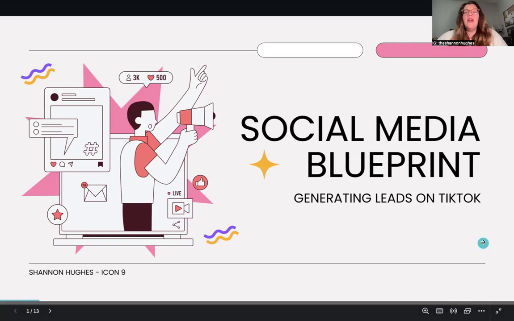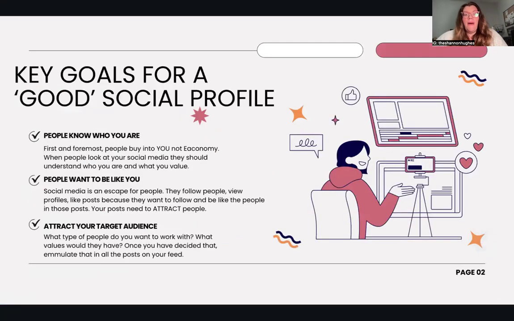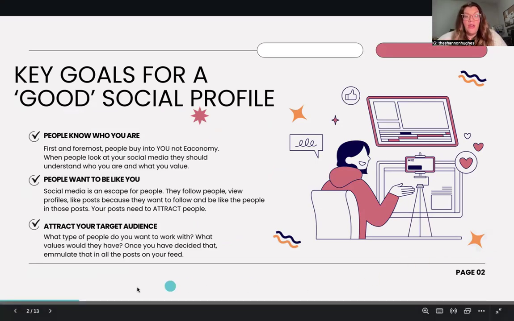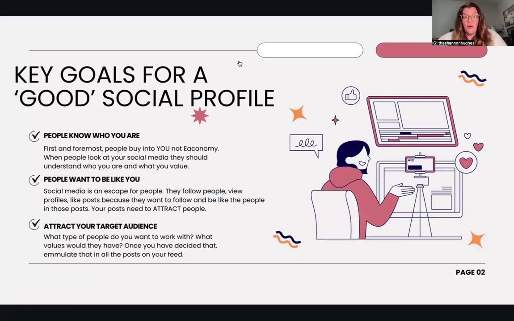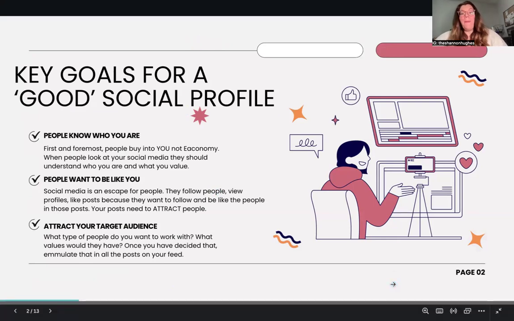Okay, so I'm just going to talk really quickly about a good social profile. I spoke about this on my Instagram training, so if you're on my Instagram training, just bear with me and I will go through this really quickly. The key goal for a good social profile, which of course includes TikTok as well, is people need to know who you are. Especially with TikTok, you're going to be telling your story a lot. You're going to be talking about yourself. You want to use examples of yourself. People need to get to know you. And yes, it's being recorded. So people need to get to know you.